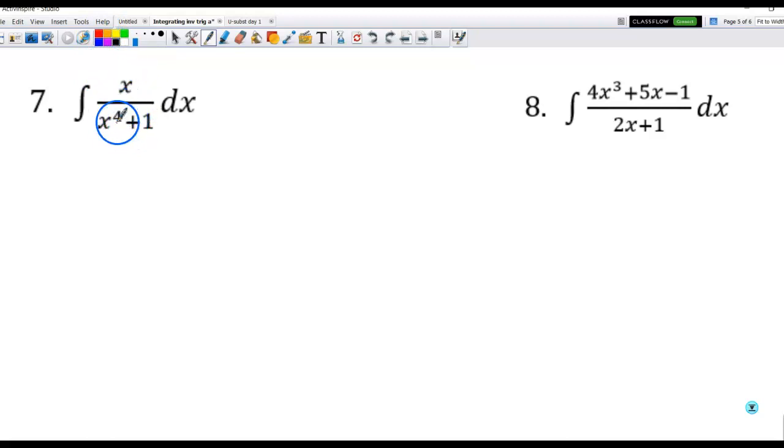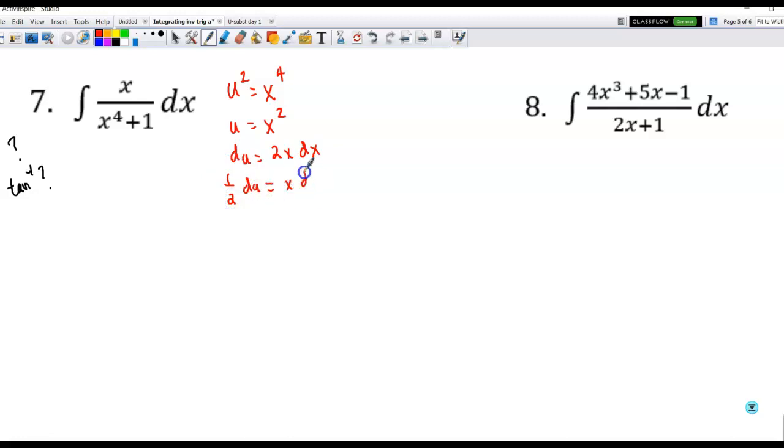Ignore the numerator for just a moment. Notice that in the denominator, I have the sum of 2 perfect squares. So I'm thinking, could it possibly be inverse tangent? I wonder. Let's identify. So the variable is x to the 4th, so we would say that u squared is equal to x to the 4th. Therefore, u is equal to x squared. du is equal to 2x dx. Ooh. Divide both sides by 2, and looky, looky, looky.